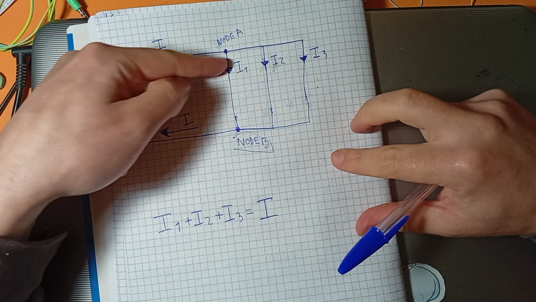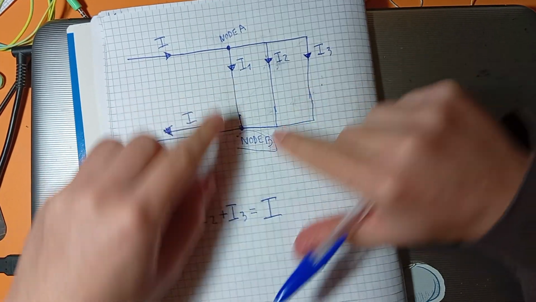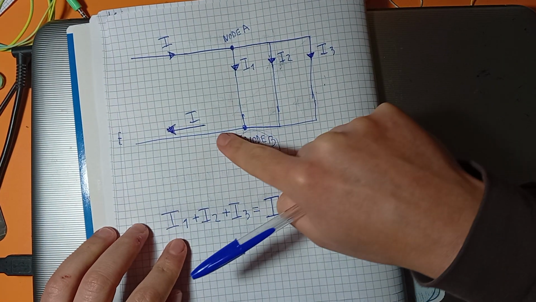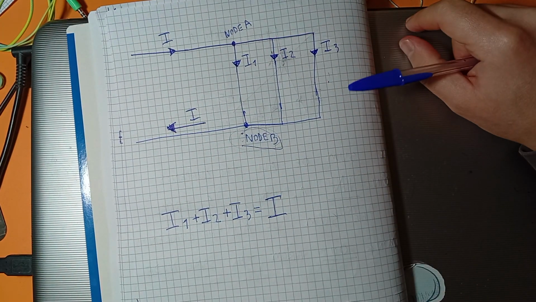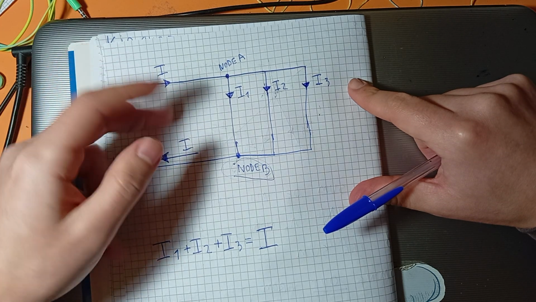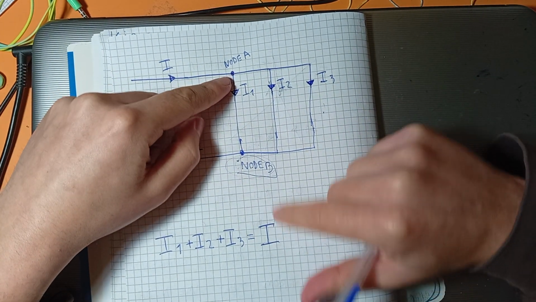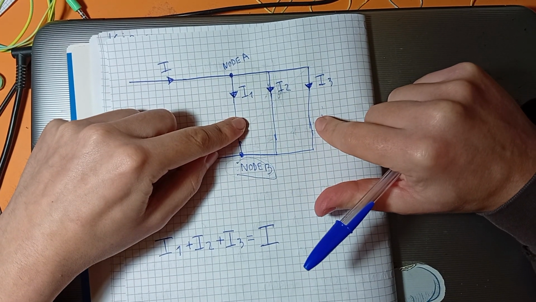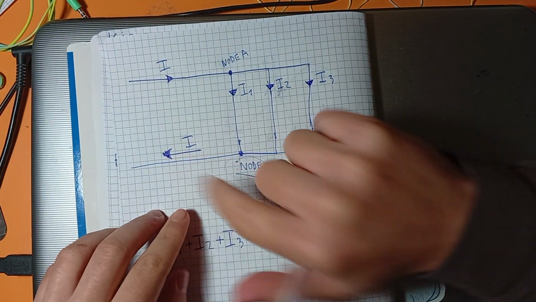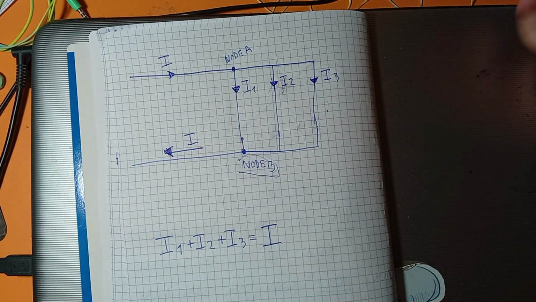It is just that here the current entering is 1 and the currents coming out from the node are 3. Here the currents going into the node are 3, and the current coming out is 1. Since this current arrives here and divides into three smaller parts, and these three smaller parts reunite again here, the result will still be the same current I which was entering here.